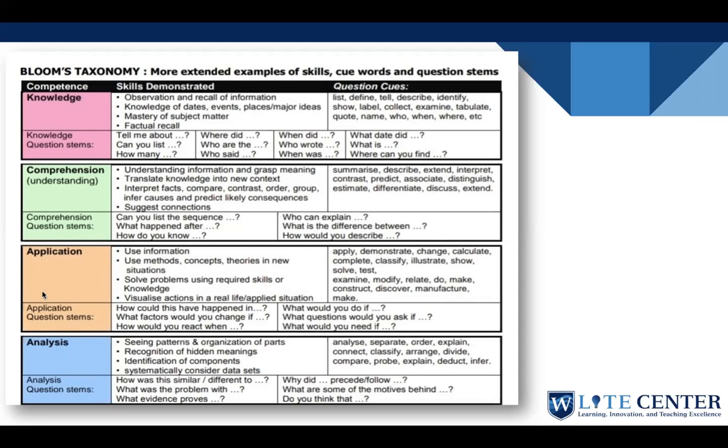With the third level of application, we're going even deeper. Here, this is where we're trying to get them to go deeper than just listing a sequence and showing their knowledge through that or just explaining, but now they're demonstrating something or they're relating it or they're examining it. And you can see that the question stems here get a little more in depth. So how could this have happened in this situation? What factors would you change? So they're able to demonstrate a little bit more knowledge of what they've learned based on how this question is answered.